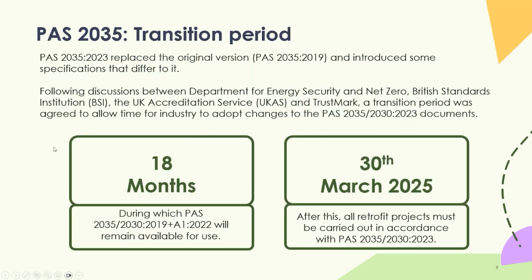Just a quick recap on the transition period, which, as I say, finished a month ago. The last version of the 2019 PAS was this one here, a bit of a mouthful. It was called 2019 plus A1:2022. That was still available for an 18-month period after the launch of the 2023 version. And there was this 18-month window when both versions were able to be used on projects. As I say, that finished on the 30th of March. So there are still some projects completing which are using the earlier standard. I think, in fact, that might have ended as well at the end of April. I think there was a window to the end of April when projects could still be finishing using that.